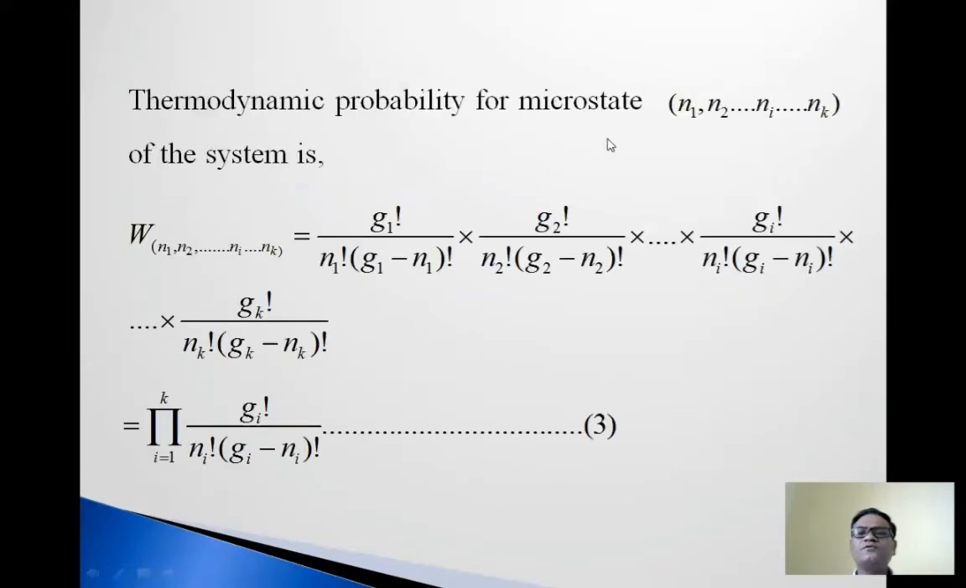So the thermodynamic probability W for the macrostate N1, N2, Ni, NK of the system is given by G1 factorial upon N1 factorial into G1 minus N1 factorial, into G2 factorial upon N2 factorial into G2 minus N2 factorial, and so on, into Gi factorial upon Ni factorial into Gi minus Ni factorial, and so on, up to GK factorial upon NK factorial into GK minus NK factorial. So finally, we can write this using the product sign: product of i from 1 to k, Gi factorial upon Ni factorial into Gi minus Ni factorial. Equation 3.